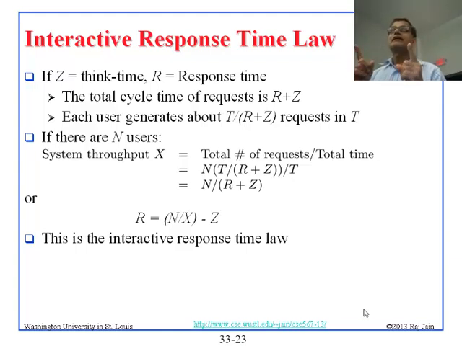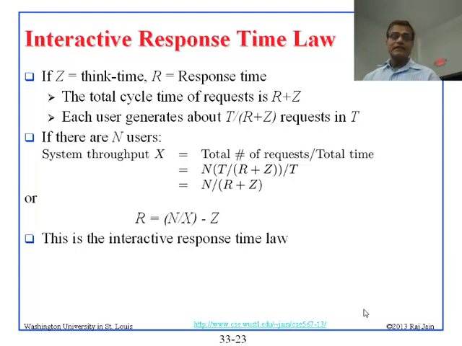Z is the think time, that is the time the job spends at the terminal, and R is the time that it spends in the system. So R plus Z. Now if you observe it for T seconds, then you will have generated T upon R plus Z requests. Therefore the system throughput would be that many requests divided by T, times the n terminals, because there are n terminals. And therefore the system throughput would be n upon R plus Z. Very simple derivation, without any assumptions again.